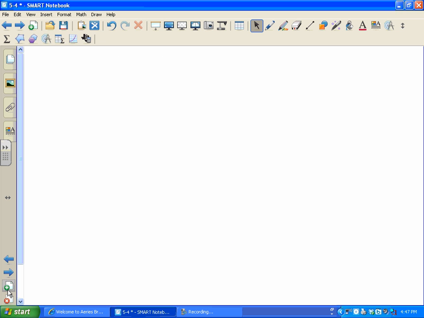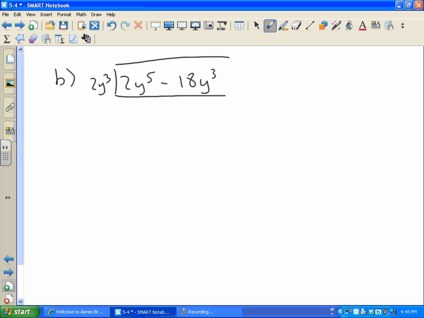The next one that I'm going to do is 2y to the 5th minus 18y cubed. Again, I'm going to divide out. Remember, just a big division sign. I tend to make it in boxes, but I want to show you what we're doing is dividing out a common factor. In this case, the greatest common factor between 2y to the 5th and negative 18y cubed would be 2y cubed. And that's because the y cubed goes into both the y to the 5th and the y cubed evenly.